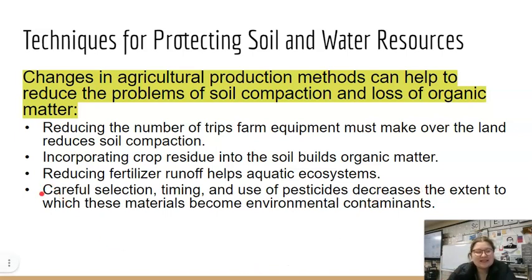And then last but not least, careful selection, timing, and use of pesticides decreases the extent to which these materials become environmental contaminants. So we're not just constantly using all of these pesticides, we are timing them specifically to when they're going to be the most effective and when we really need them.